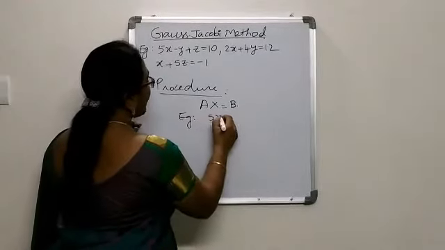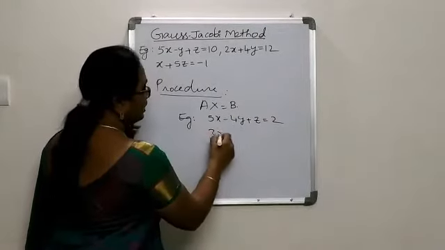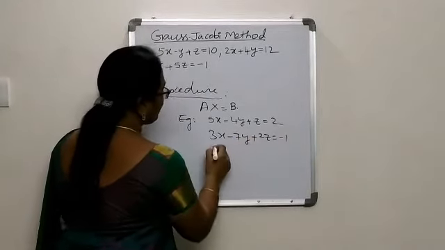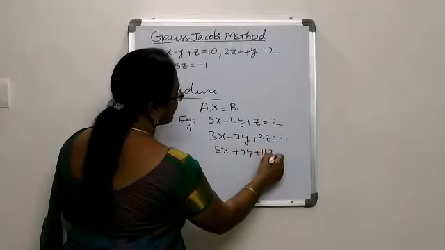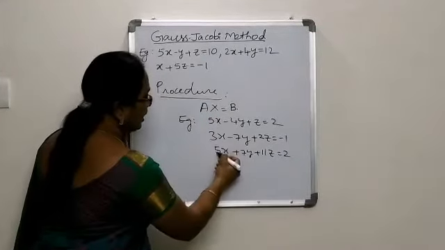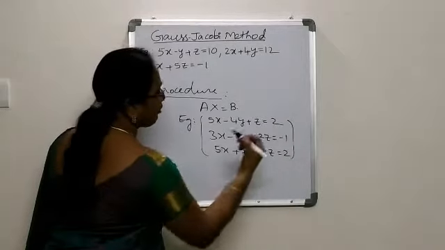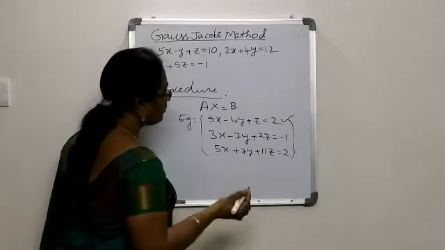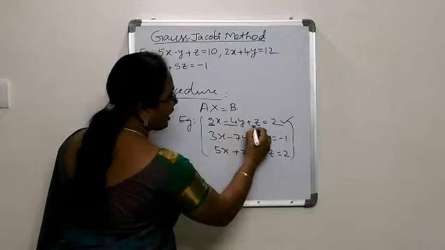Suppose we have 5x minus 4y plus z equal to 2, 3x minus 7y plus 2z equal to minus 1, 5x plus 7y plus 11z equal to 2. So how many equations have I written? There are 3 equations and 3 unknowns x, y, z. Please look at this system of linear non-homogeneous equations. In the first equation the coefficients are 5, minus 4, and 1.